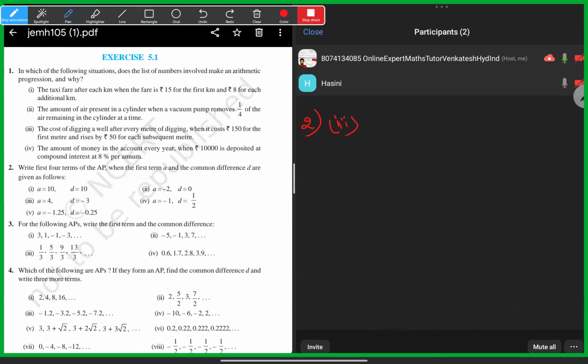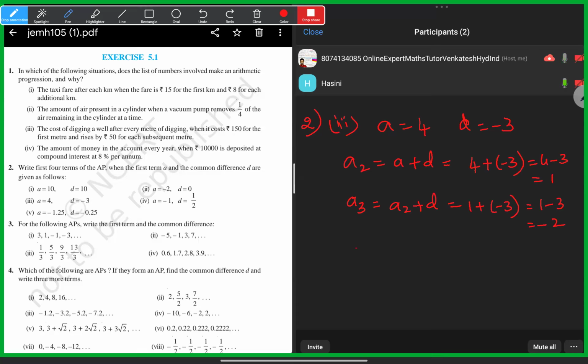A is 4 this time. A means first term and D is -3. So A2 is nothing but A plus D, 4 plus -3, which means 4 minus 3, which is 1. A3 means A2, the second term, plus common difference, 1 plus -3. 1 plus of -3 is 1 minus 3, which is -2. Any doubt?